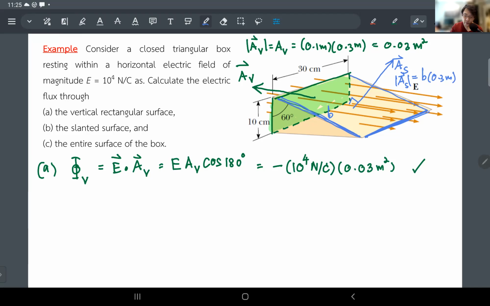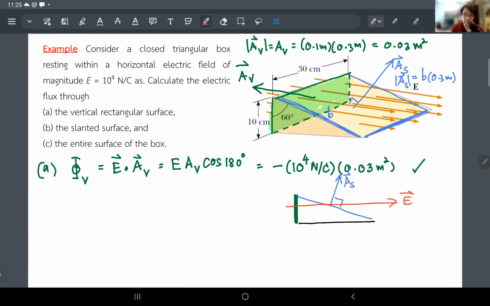Okay. Now, just to make things a little clearer, let's look sideways. You have the vertical surface sitting here, the slanted surface right there, and then you have the bottom surface sitting right there. So when you drew that area vector, that is your A sub S vector perpendicular to the actual surface, and this in comparison to the electric field going horizontally right there. This is a side view of the situation that we have on hand right now.